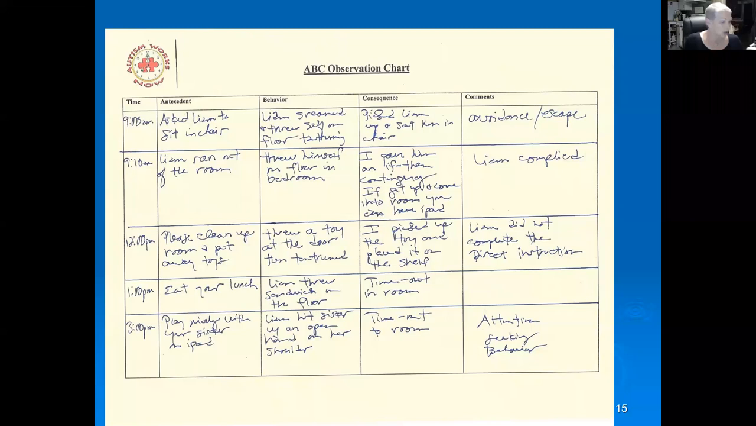Okay, everything went along really well till 12 noon. I said, Liam, please clean up your room and put away all the toys. We're getting ready for lunch. That's the antecedent. Liam threw a toy at the door and then he started tantruming. What was the consequence? I picked up the toy and I placed it on the shelf. Comment, Liam did not complete the direct instruction. I'm just writing comments over on the side.